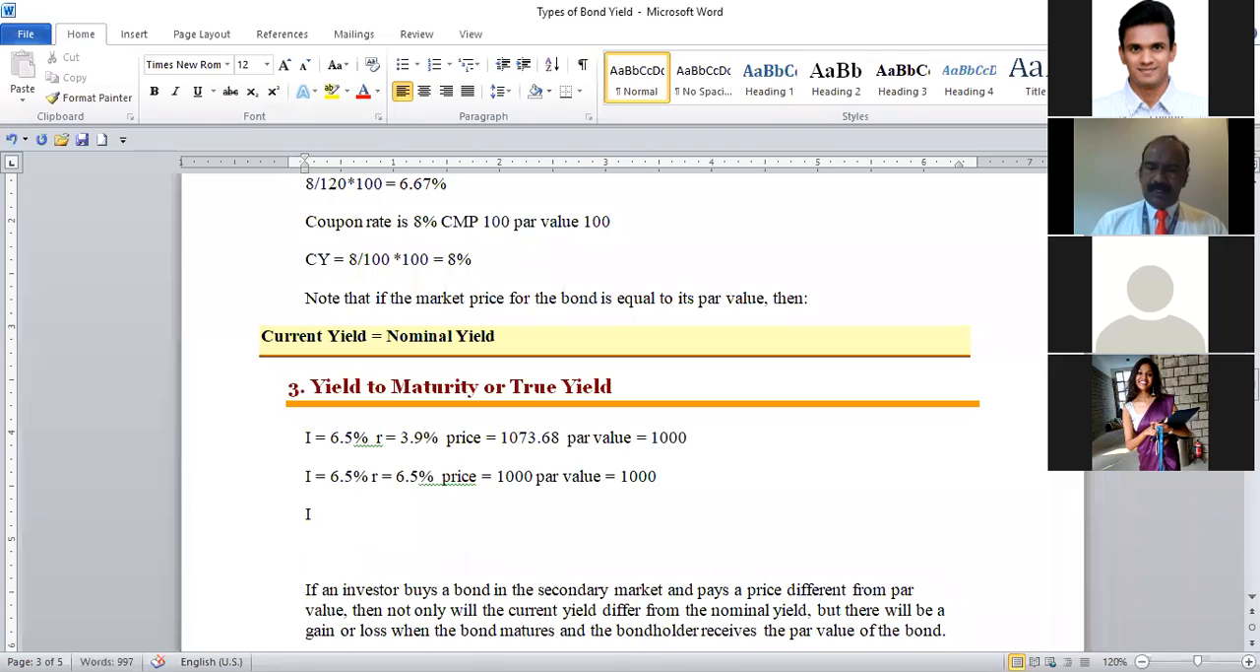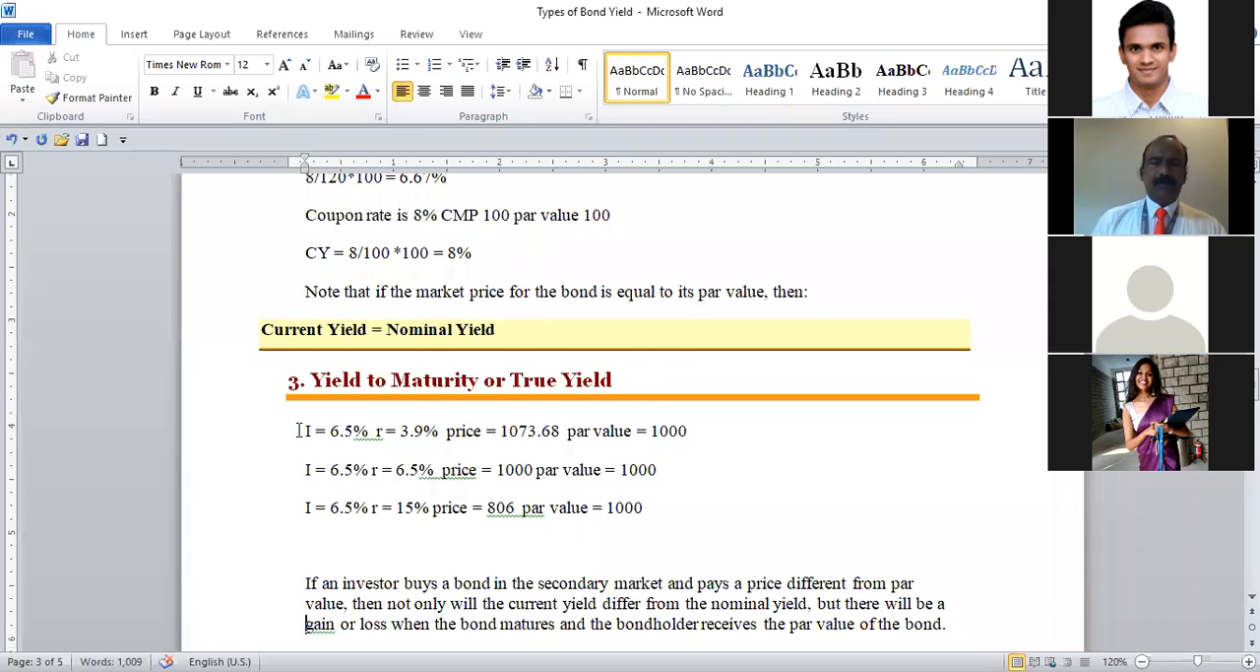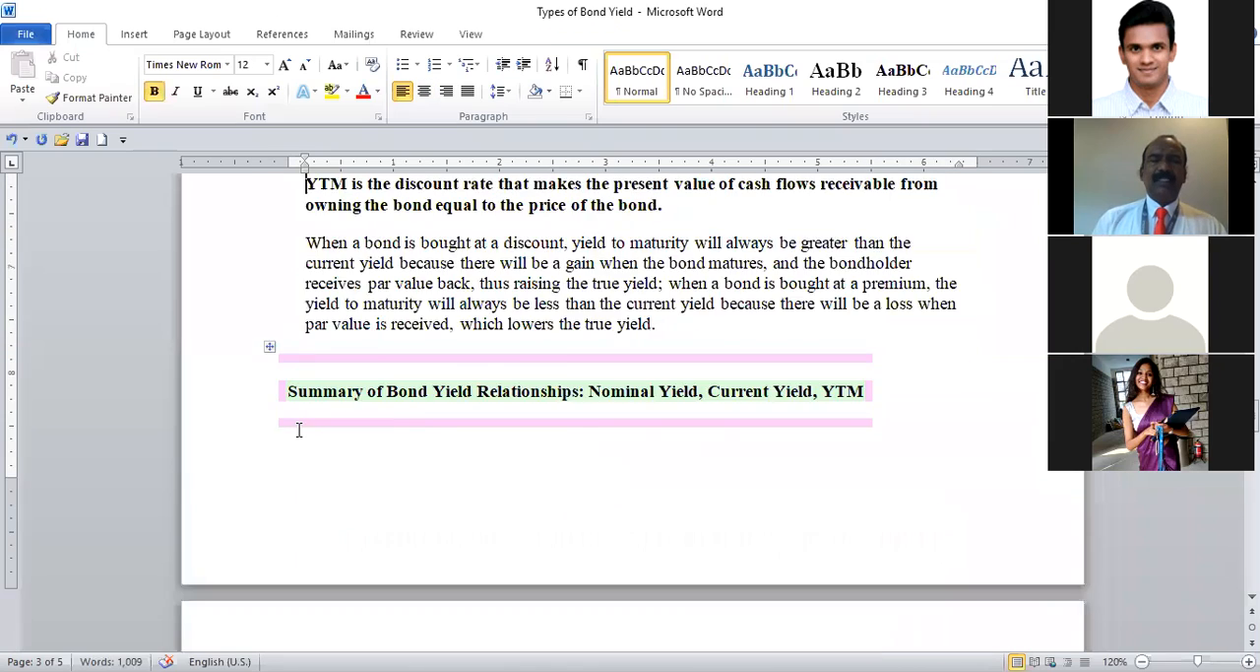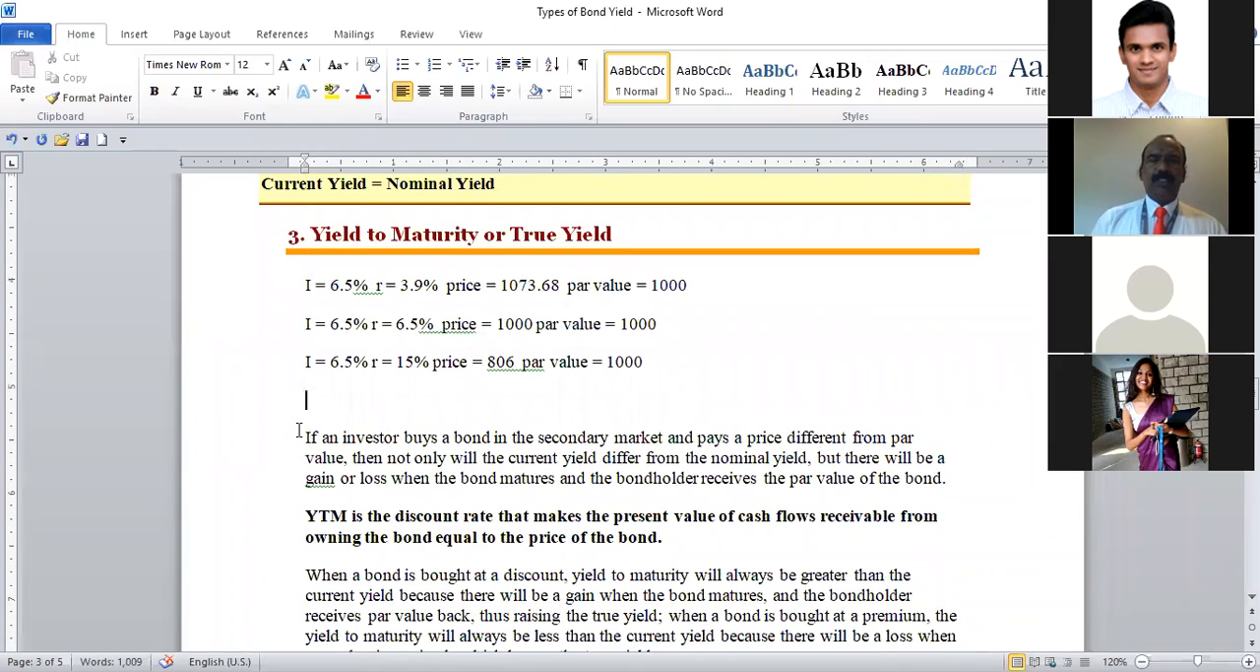Now, I is equal to 6.5 and R is equal to 15%. Very high. The price is less here, 806. Par value is 1000. This is what we calculated in the previous case to show the relationship.